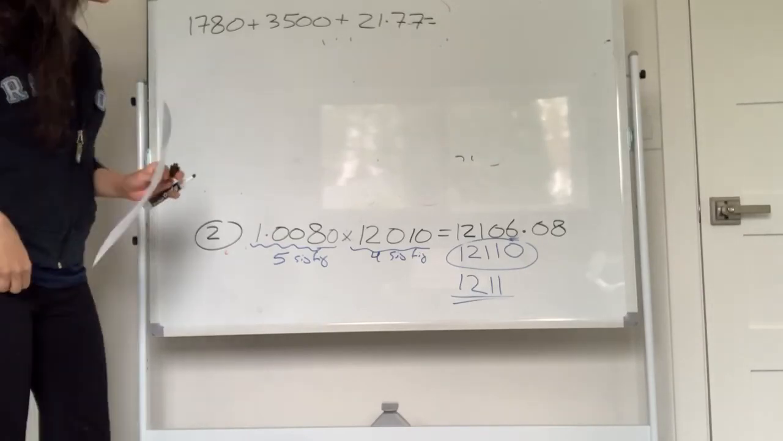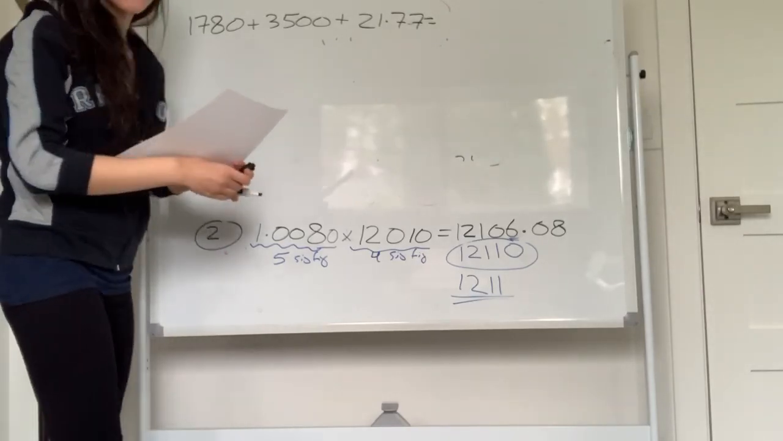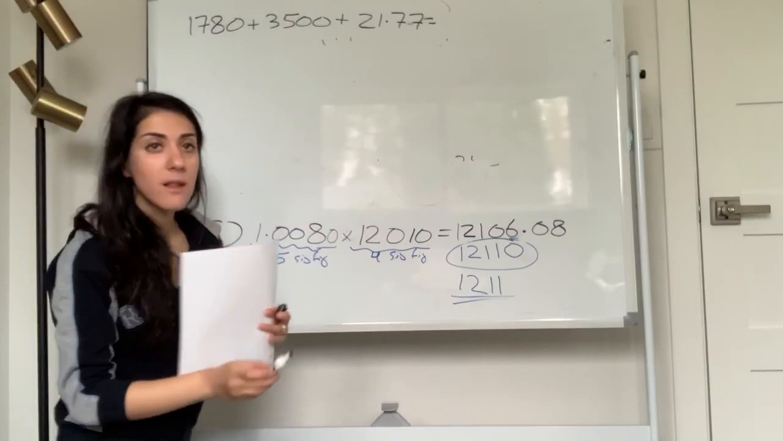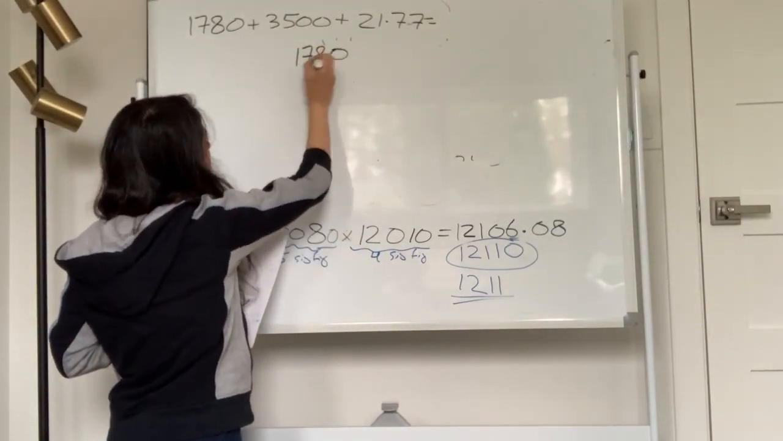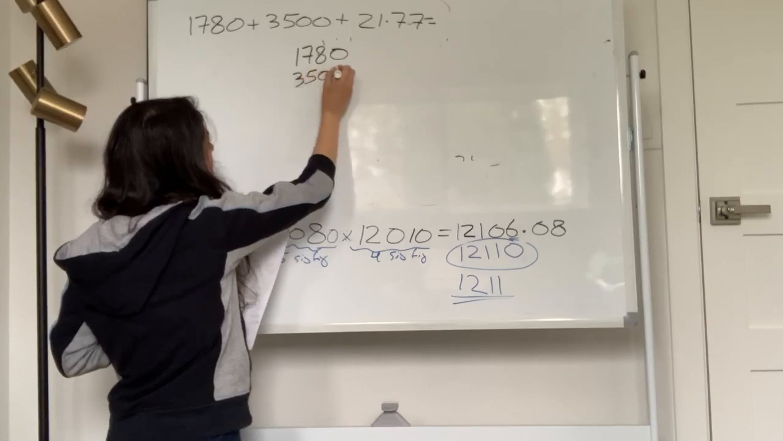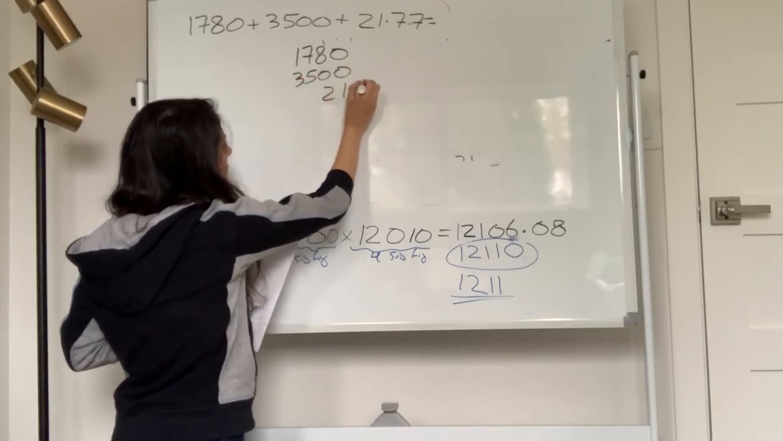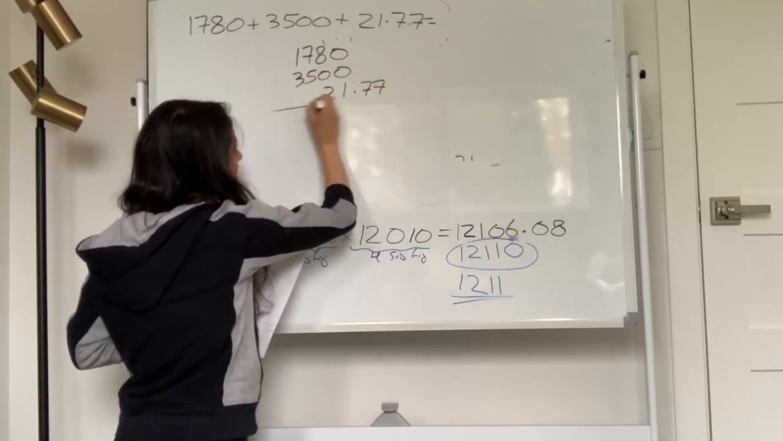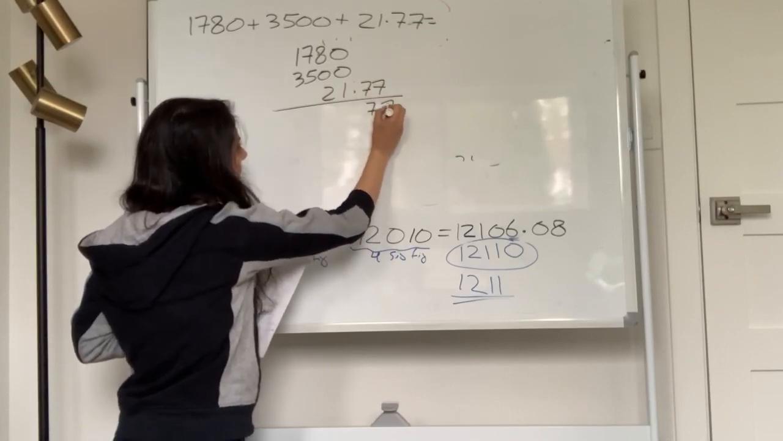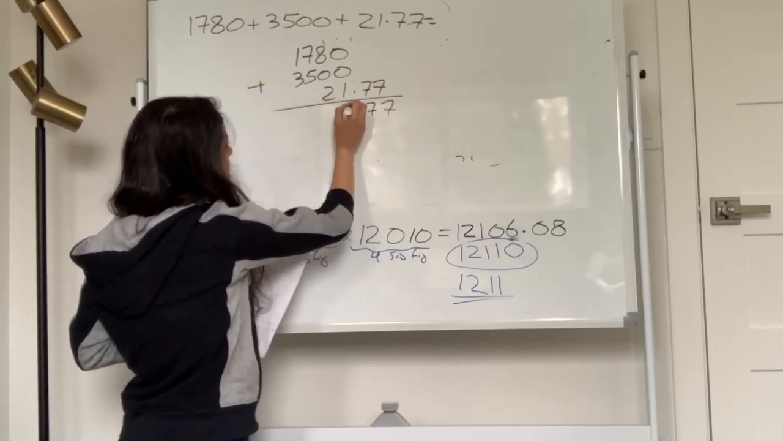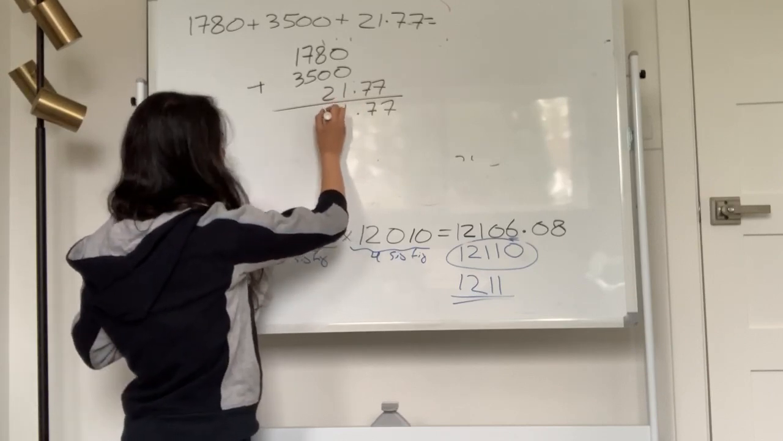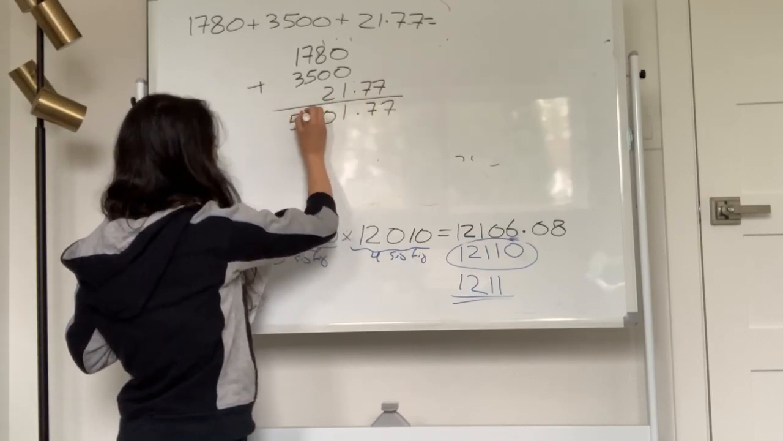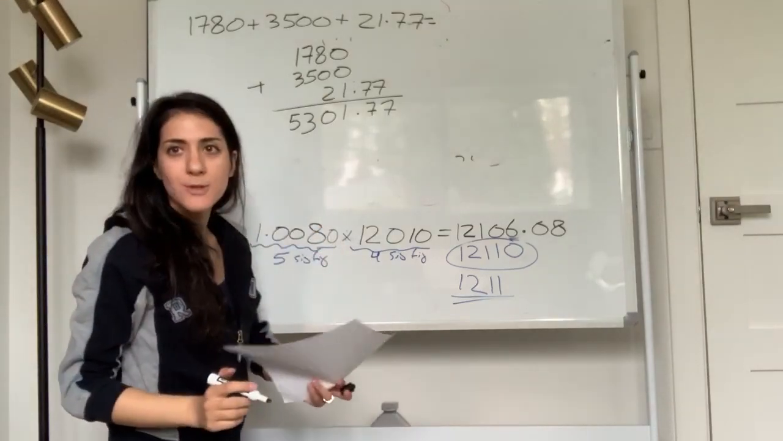you have to line them up on top of each other, okay? So let's do that. Let's line these up. I'm going to write 1780, 3500, 21.77. And then I'm actually going to add all these numbers together. It'll be 1... Oh boy, I'm sometimes not good at math. Okay, so far so good.